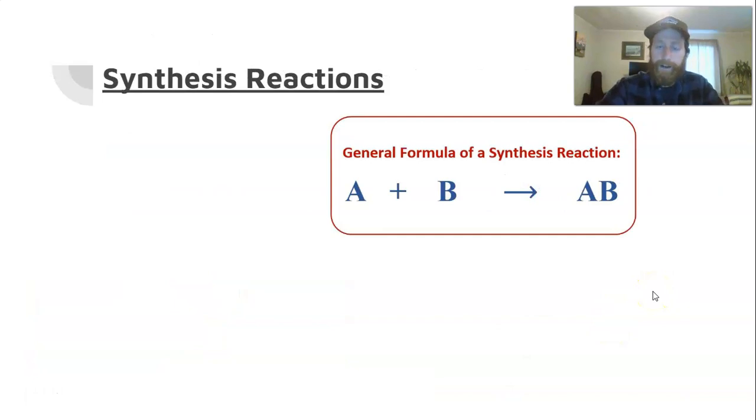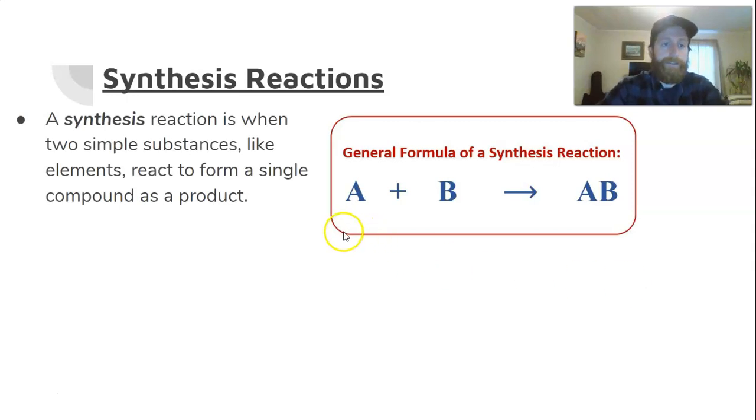Now that we know how to write ionic compound formulas and simple ionic compound names, we'll get into a synthesis reaction. You read a little bit about reactions in the last assignment. And so we're going to apply this idea of making ionic compounds to the chemical equations that you read about. A synthesis reaction is when two simple substances, like elements, react to form a single compound as a product. So in this case, this general form, I have element A reacts with element B to form compound AB.